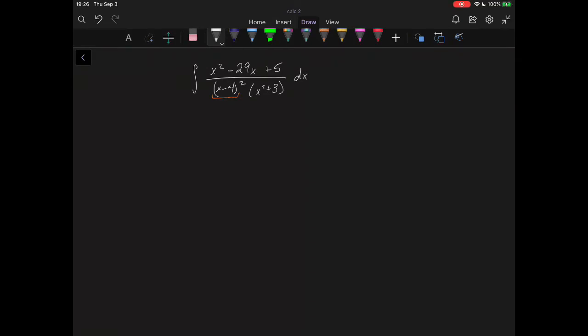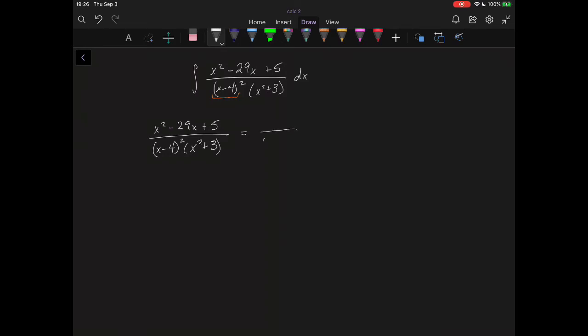For our next example, let's look at this integral, the integral of x squared minus 29x plus 5 over x minus 4 squared times x squared plus 3. So to first start this, what we're going to have to do is split up the bottom. So let's just rewrite the original problem here, at least the inside of the integral. So x minus 4 squared times x squared plus 3.